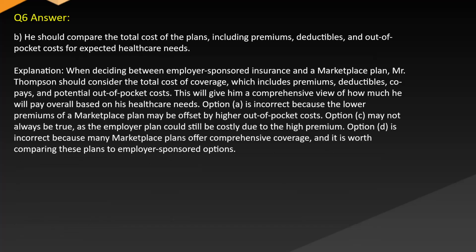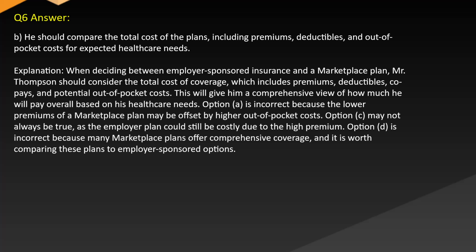Answer: B. He should compare the total cost of the plans, including premiums, deductibles, and out-of-pocket costs for expected healthcare needs. Explanation: when deciding between employer-sponsored insurance and a marketplace plan, Mr. Thompson should consider the total cost of coverage, which includes premiums, deductibles, copays, and potential out-of-pocket costs. This will give him a comprehensive view of how much he will pay overall based on his healthcare needs.